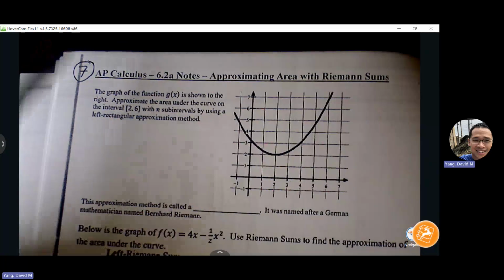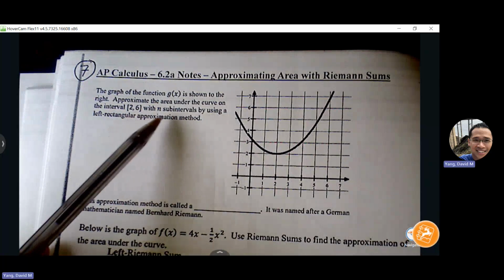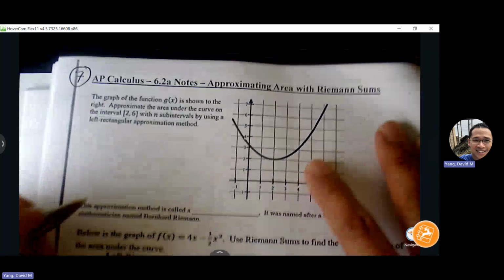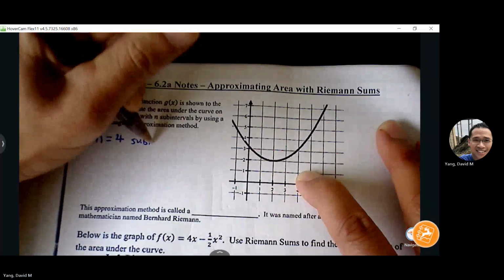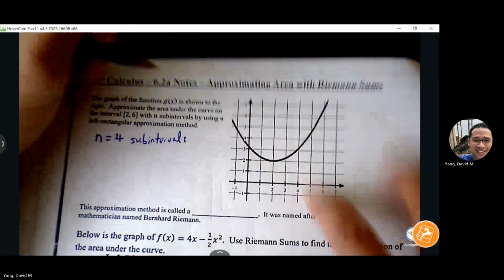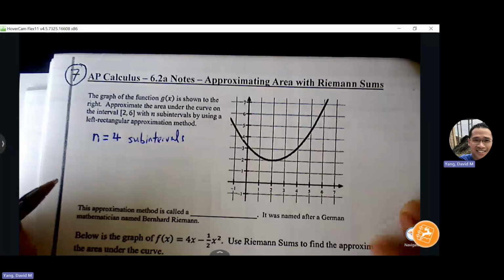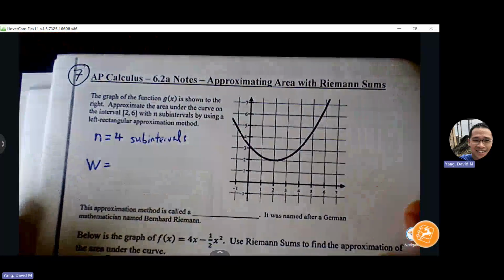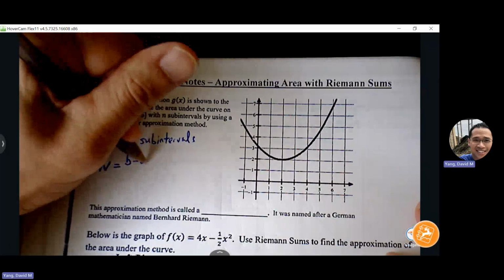Okay. So the graph of the function g of x is shown to the right. Approximate the area of the curve with n subintervals by using left-handed rectangles. So let's say we want to do 4 subintervals. Okay, so we're going to let n be equal to 4. Now we know area of a rectangle is width times height, and there's a formula for especially if I want to subdivide this region using these numbers of intervals. The width is b minus a over n.